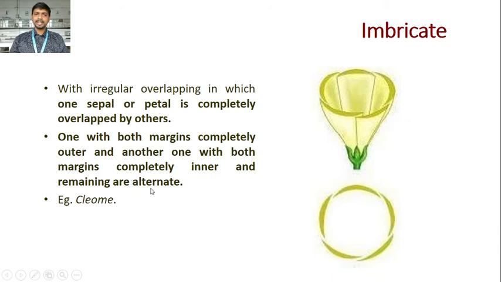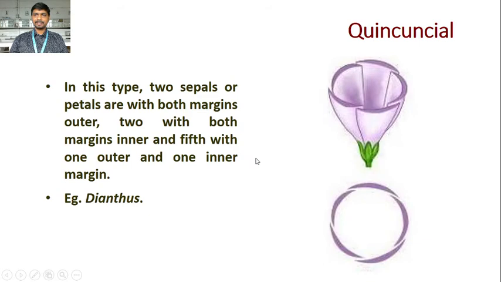For example, cleome. So this is the imbricate estivation. In this diagram we clearly see this one is completely outer with both margins, this one is completely inner with both margins, and the remaining are alternate. So this is the imbricate estivation.